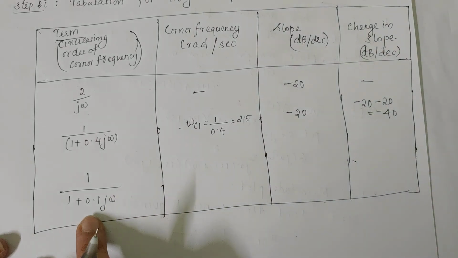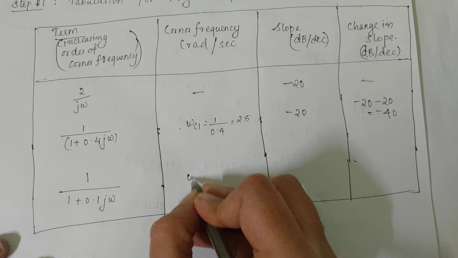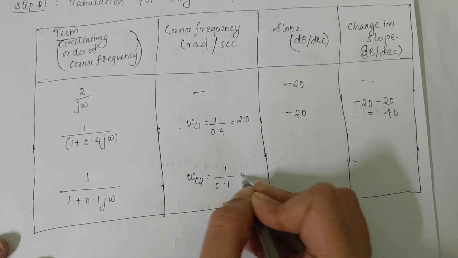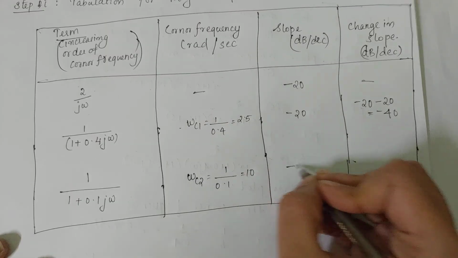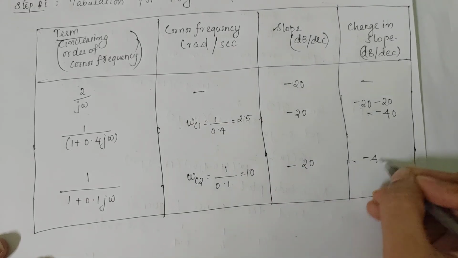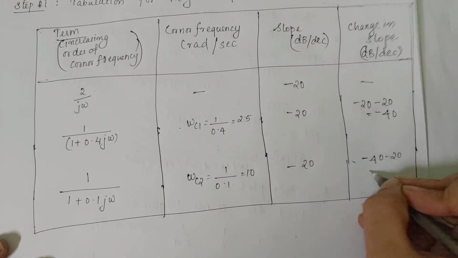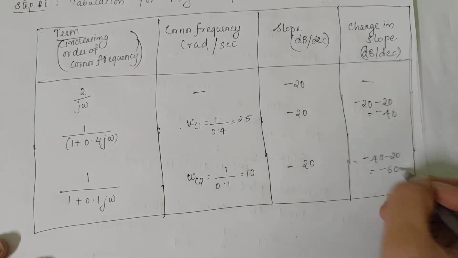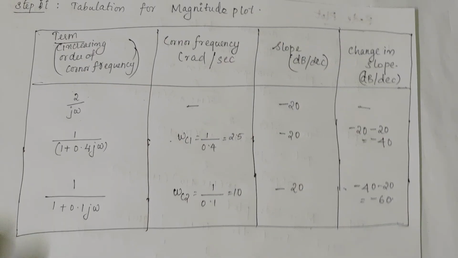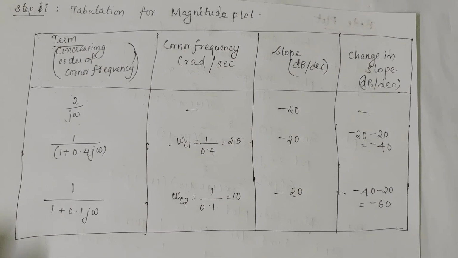Okay, 1 by 1 plus 0.1 j omega. Now omega c2 is equal to 1 by 0.1, which is equal to 10, and the slope is again minus 20, that is minus 40 minus 20, which is equal to minus 60. Okay, so the tabulation for the magnitude plot is over.